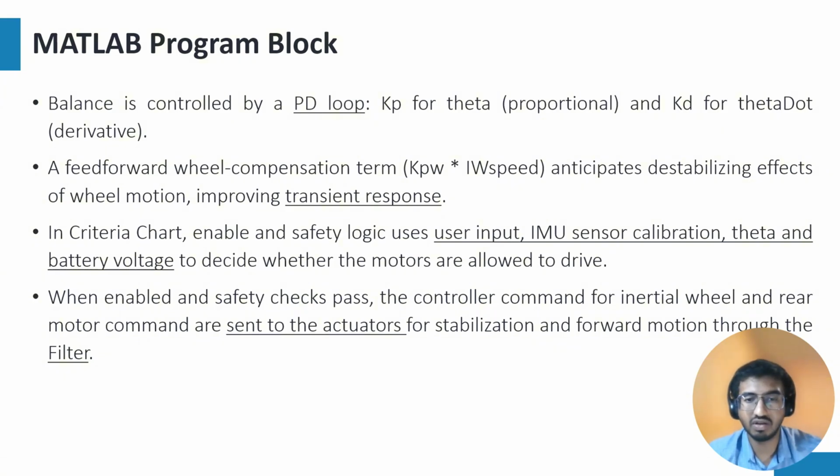voltage to decide whether the motors are allowed to drive. When enabled and safety checks pass, the controller command for the inertial wheel and the rear motor command are sent to the actuators for stabilization and forward motion through the filter.